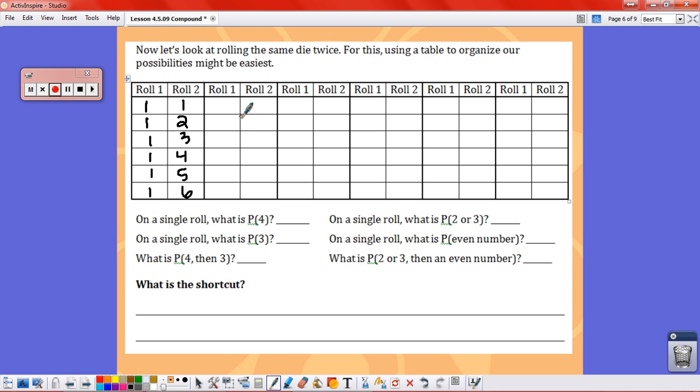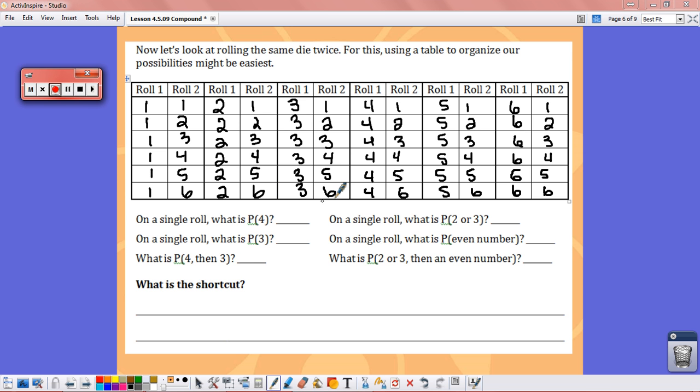But what about if the first die was a 2? Then we get all of these other possibilities. We have to go through each possible one. And this is why I call this the long way. As a matter of fact, I'm going to pause this and fill the rest of the table in and then turn it back on. Alright, so now I have my whole table filled out. And I have all the possibilities for rolling a 1 first, a 2 first, a 3 first, a 4 first, a 5 first, and a 6 first.